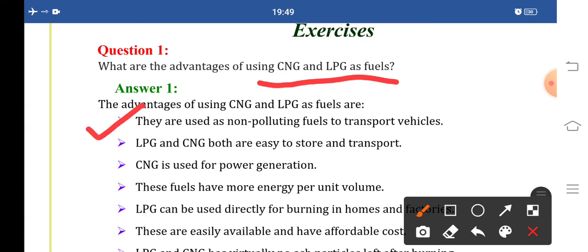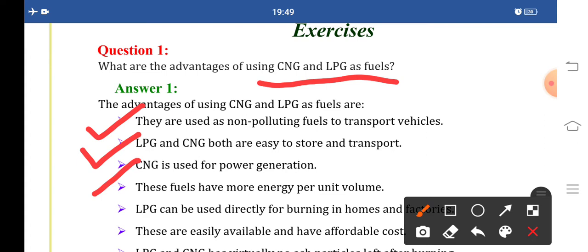First of all, they are used as non-polluting fuels because they are environmental friendly. They do not cause any kind of pollution. LPG and CNG both are easy to store and transport. CNG is used for power generation also. These fuels have more energy per unit volume.